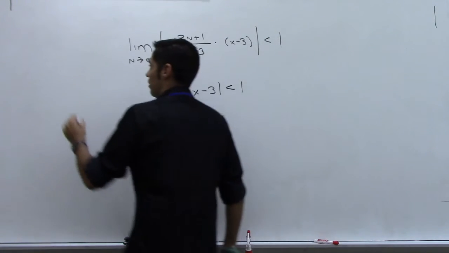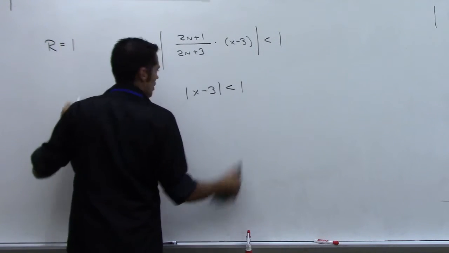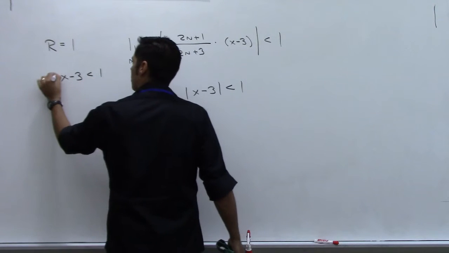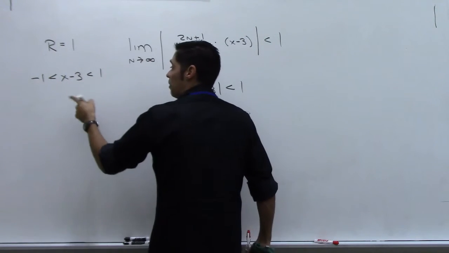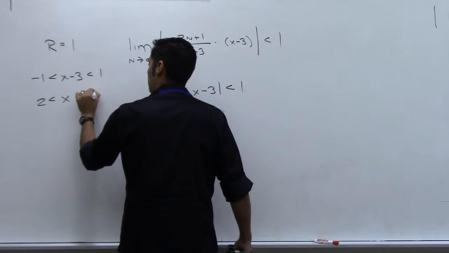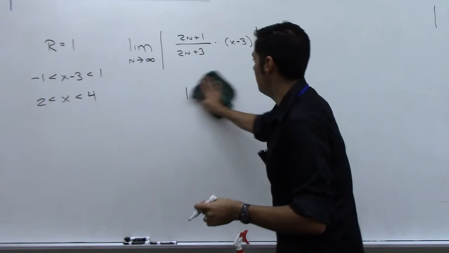So I've got my radius of convergence right now. It's 1. And then when I do the inequality, x minus 3 is less than 1, greater than negative 1. I add 3 to everything, so I get 2 less than x less than, adding 3, 4. So I've got to check those endpoints.